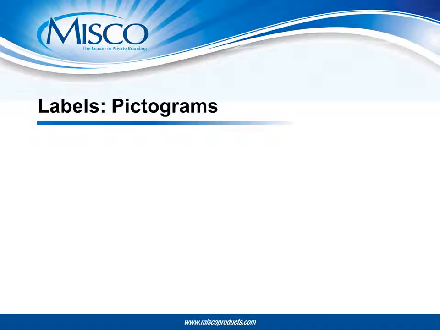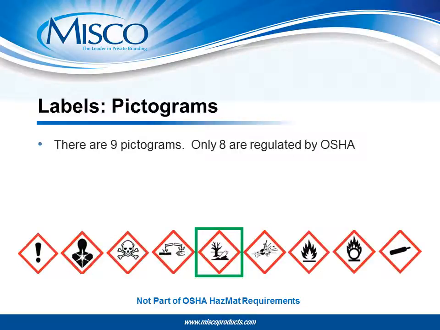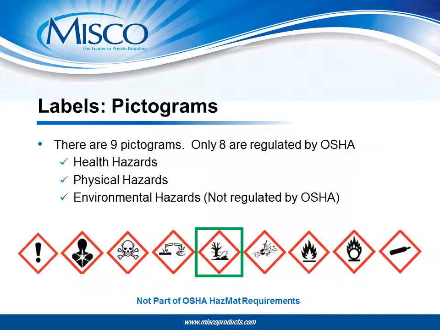Pictograms. There are 3 pictograms specific to health hazard: exclamation, health hazard, which is a silhouette of a person with a starburst on the chest, and the skull and crossbones. There is one pictogram that can represent both physical and/or health hazard of corrosive, fourth from the left. There are 4 pictograms specific to the physical hazards: exploding bomb, flame, flame over circle, which is an oxidizer, and a gas cylinder. The middle pictogram is for environmental hazards.